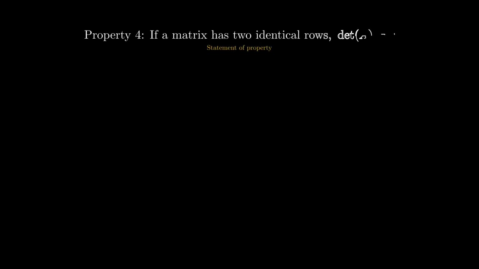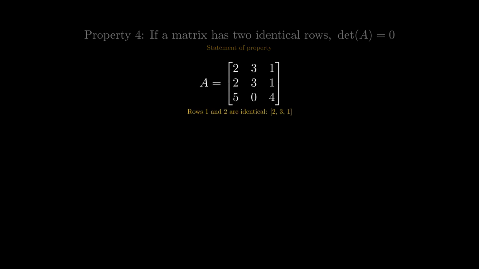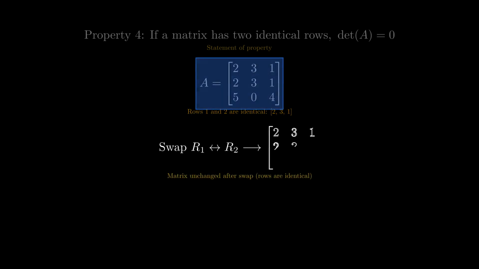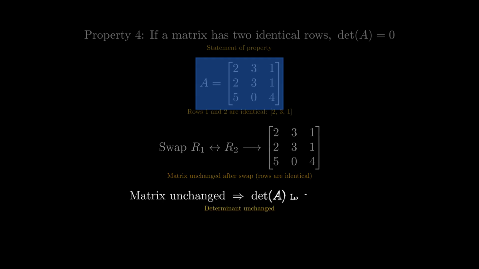Property 4, if a matrix has 2 identical rows, its determinant is 0. Let's see why. Take this 3 by 3 matrix A. Rows 1 and 2 are both 2, 3, 1. Row 3 is 5, 0, 4. Now let's swap rows 1 and 2. Since both rows are identical, the matrix looks exactly the same after the swap. Nothing has changed, so the determinant must be unchanged.